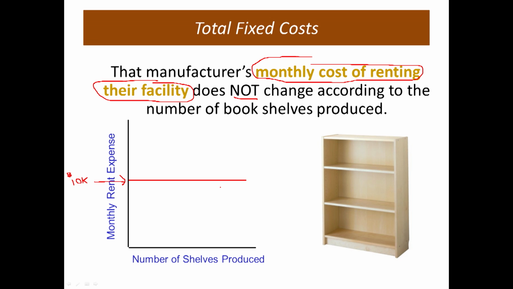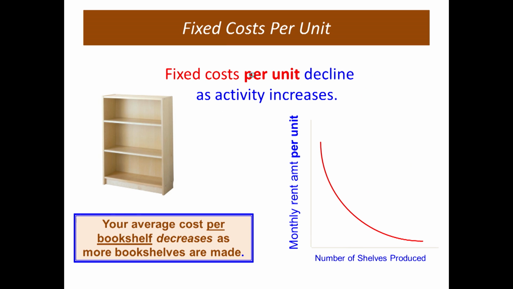Well, whether we make 1,000 shelves, we pay $10,000 in total. If we make 5,000 shelves, we pay $10,000 in total. If we make 20,000 shelves, we pay $10,000 in total. You see that? Total fixed costs do not change as activity changes. However, if you wanted to figure out fixed costs on a per unit basis, I want you to understand that that will decline as activity increases. Fixed costs on a per unit basis, it declines as activity increases.